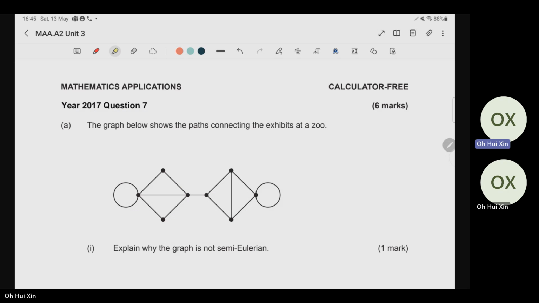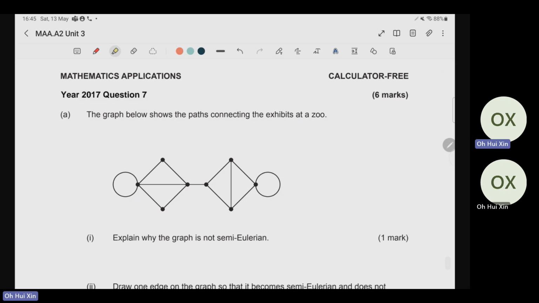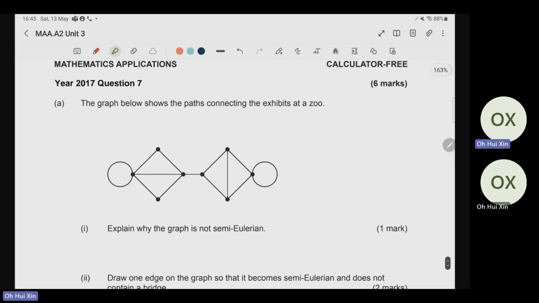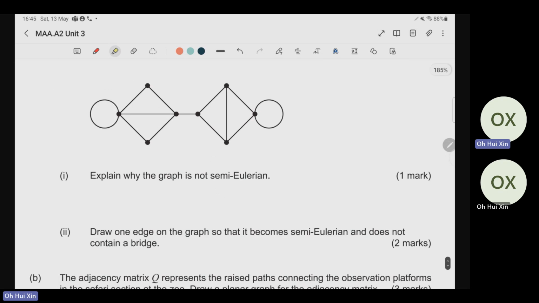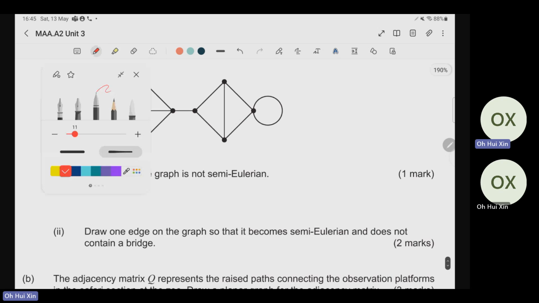All right, question 7 for year 2017. The graph below shows the path connecting an exhibit in a zoo. Explain why the graph is not semi-Eulerian. In this case, you need to check the degree of the vertices.